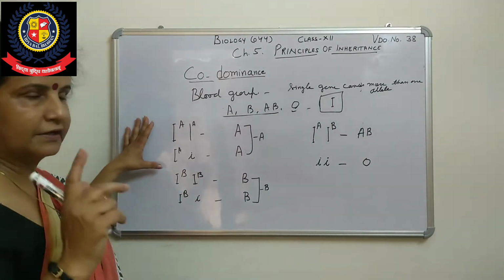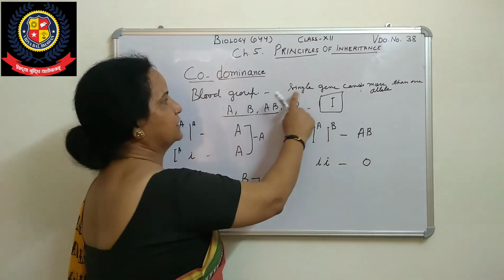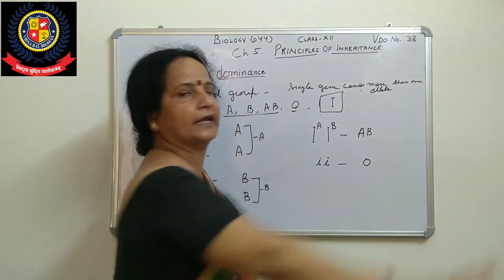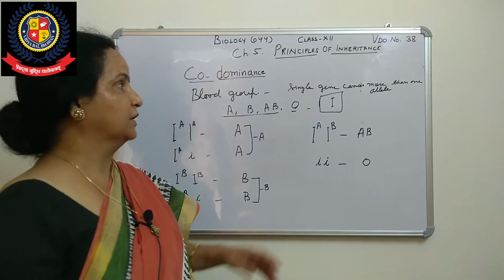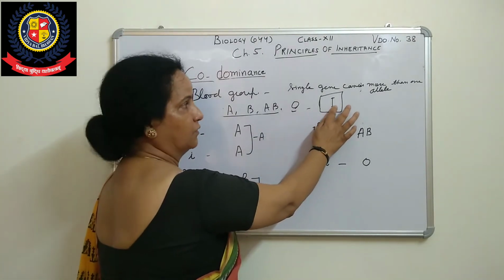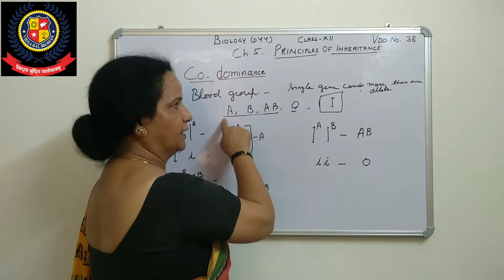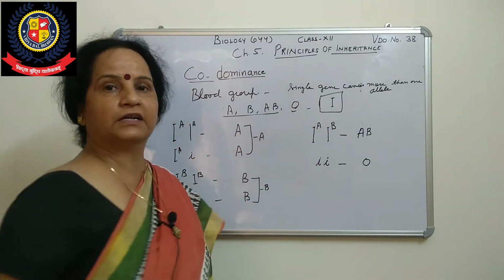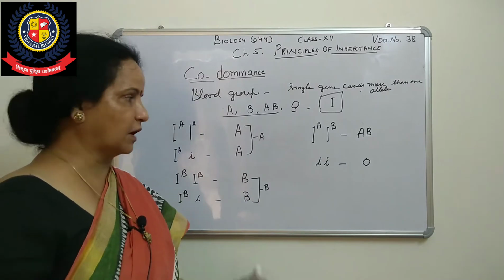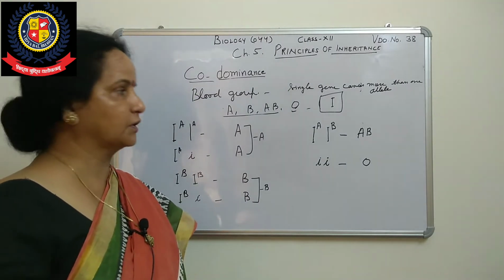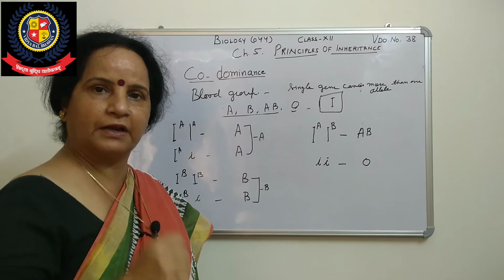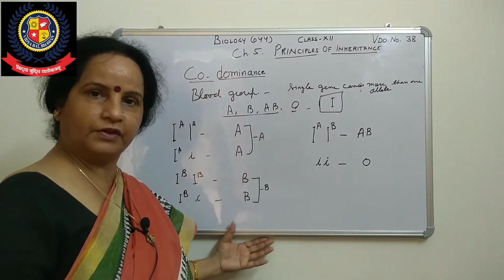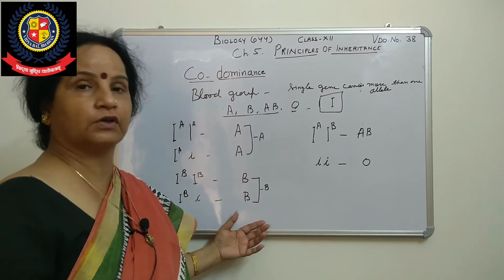This is an example of multiple allelism, where a single gene carries more than one allele. So here, in a single gene, this one capital I will be carrying maybe A, maybe B, maybe AB. It means that is called multiple allelism. Sometimes a question can be asked, what is multiple allelism? So you have to give this example of these blood groups and explain which gene is controlling and why it is so.